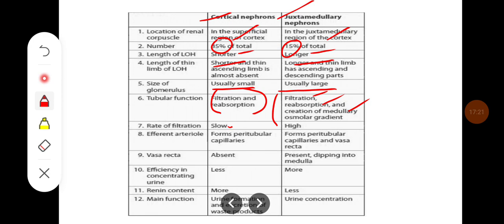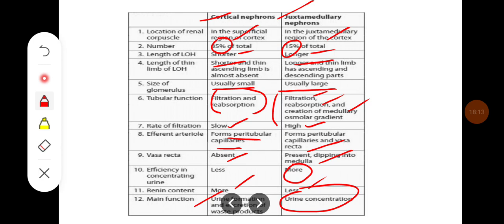The rate of filtration is slow in cortical nephrons, high in juxtamedullary nephrons. The efferent arteriole forms peritubular capillaries, and in the juxtamedullary nephrons, along with the peritubular capillaries, they also form vasa recta. Vasa recta is absent in cortical nephrons and present in juxtamedullary nephrons. Juxtamedullary nephrons are more important for concentration of urine. The renin content is more in cortical nephrons, less in juxtamedullary nephrons. The main function of cortical nephrons is urine formation and excretion of waste products, whereas the important function of juxtamedullary nephrons is urine concentration.